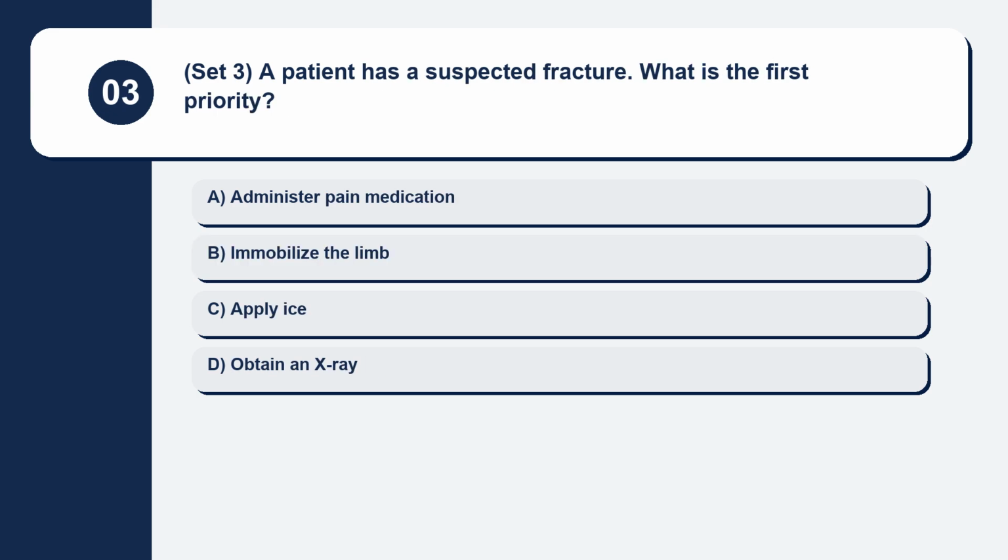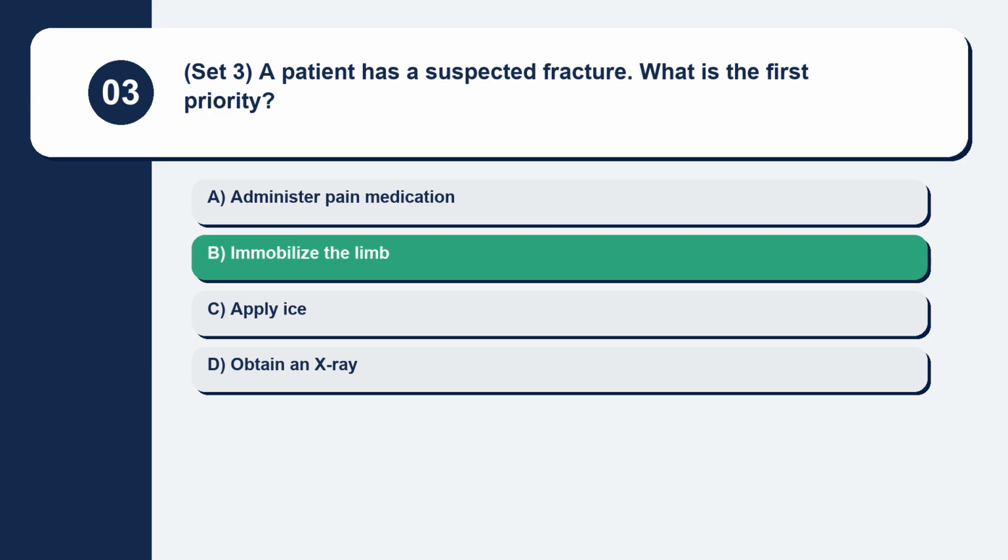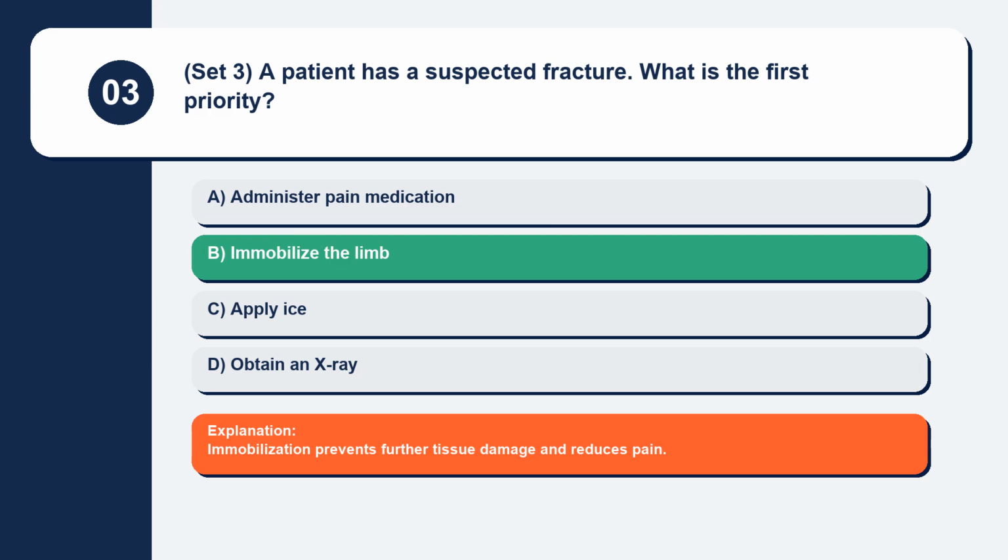Question 3. Set 3. A patient has a suspected fracture. What is the first priority? Administer pain medication, immobilize the limb, apply ice, obtain an X-ray. Immobilization prevents further tissue damage and reduces pain.